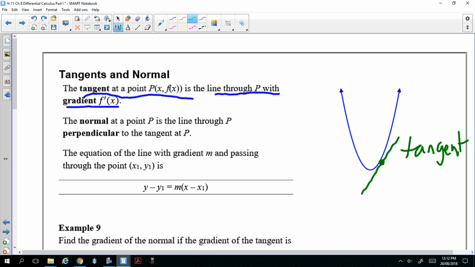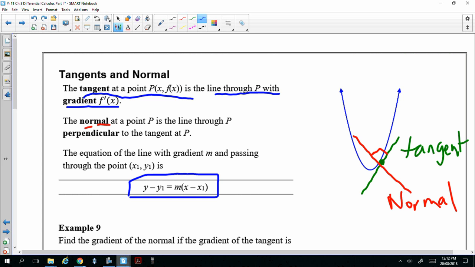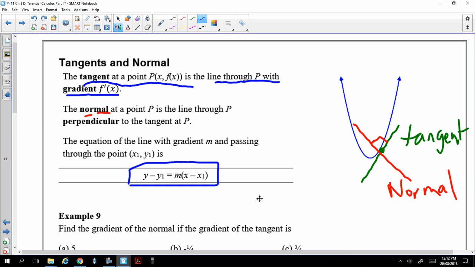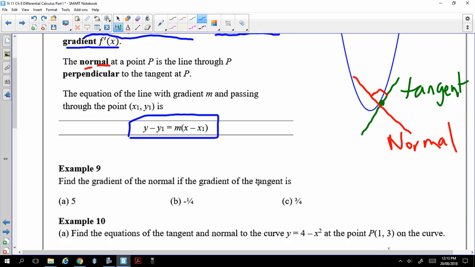Another word you have to learn is called the normal. Normal is a line perpendicular to the curve. Perpendicular, that's called normal. So you have to learn these new words. And how do we find the equation of the tangent? We use this formula on your reference sheet, point gradient form. Alright, so let's look at some examples.